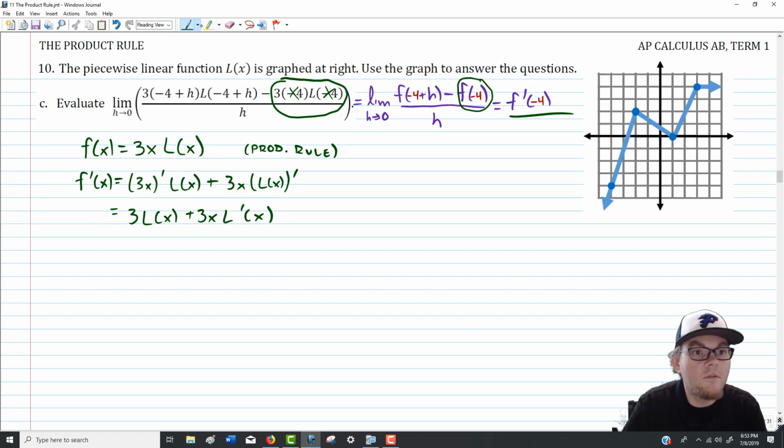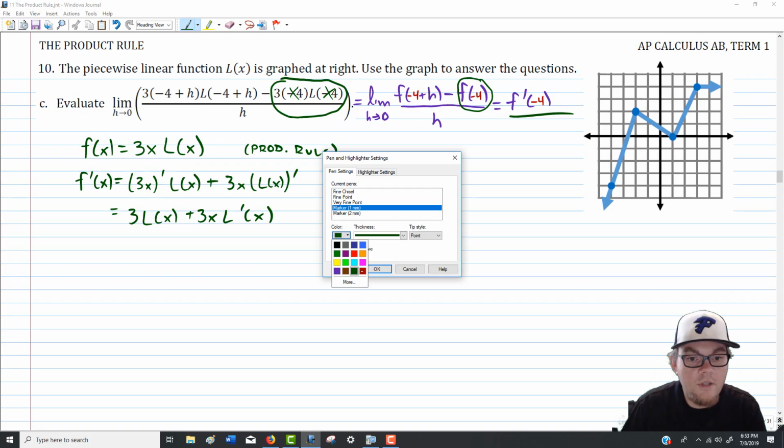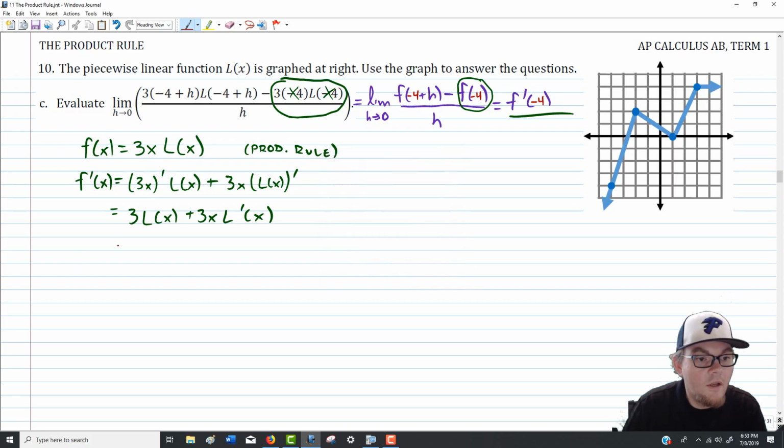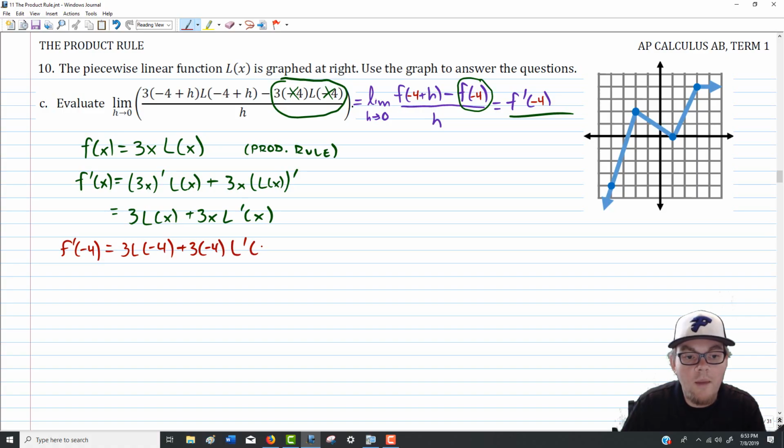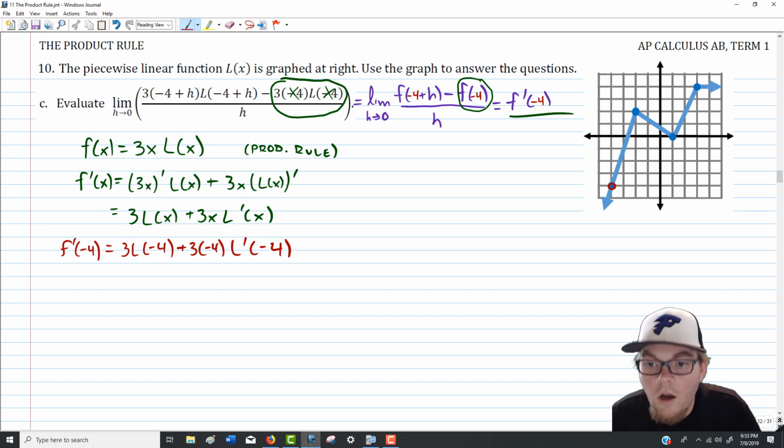And now specifically, we're interested in what's happening at -4. We talked about that earlier in red, so let's put it in. So we want to figure out what's happening here. We want f prime of -4, the value of this limit, which will be 3L of -4 plus 3 times -4, L prime of -4. So -4 occurs right over here. Oh, look at that. Someone has blessed us with the y value plugged in on the graph, easy for us to see. Who could have done such a generous thing?